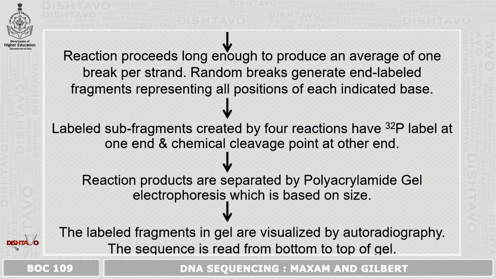The reaction proceeds long enough to produce an average of 1 break per strand. Now, these random breaks generate end-labeled fragments, representing all positions of each indicated base. These labeled subfragments created by the 4 reactions have at one end the radioactively labeled P32 at the 5' end, and at the other end the chemical cleavage point. Whichever chemical is added, whether it's C, T, G, or A, they will cleave at that point because of the particular chemical added.